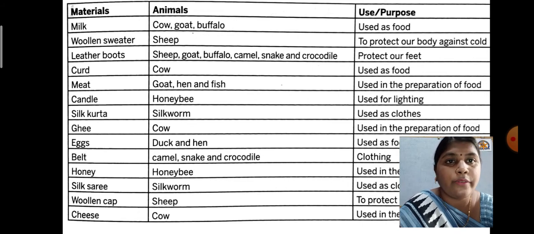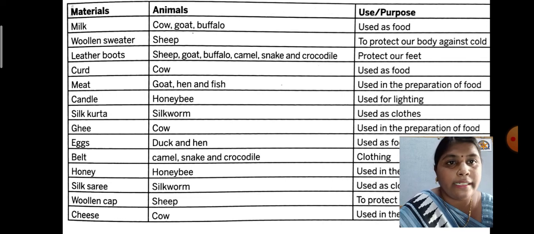Now curd we get from the cow. Obviously from cow we get milk, and from milk the curd is made. Curd is used as food. Meat we get from the goat, hen and fish, and it is used in the preparation of food.